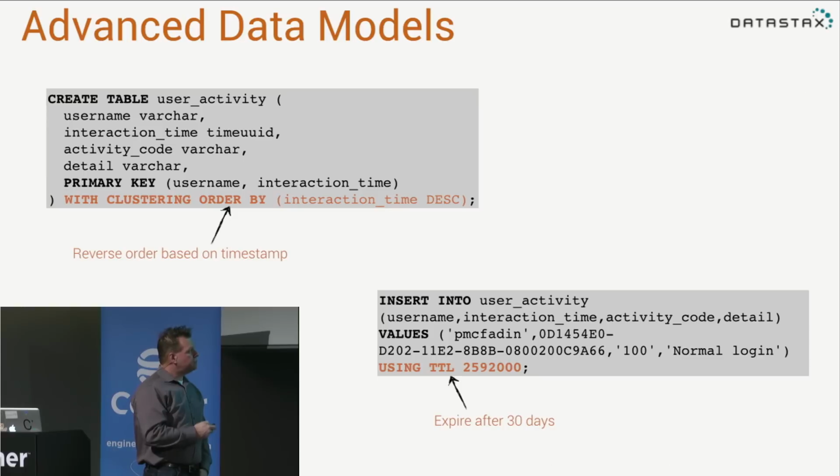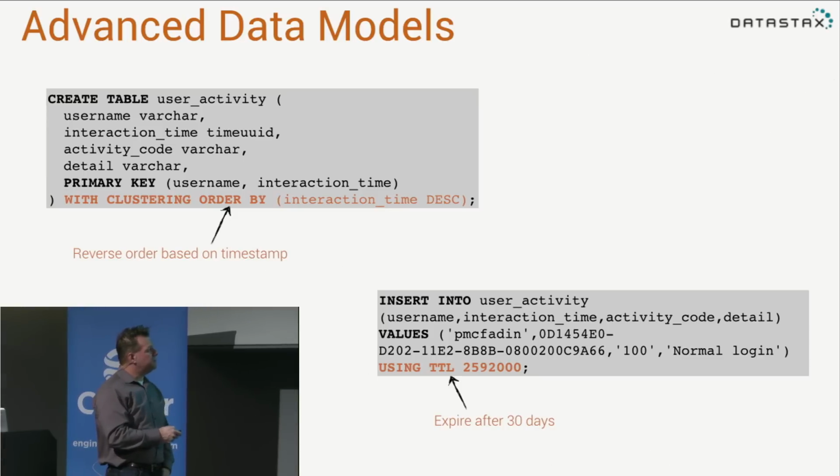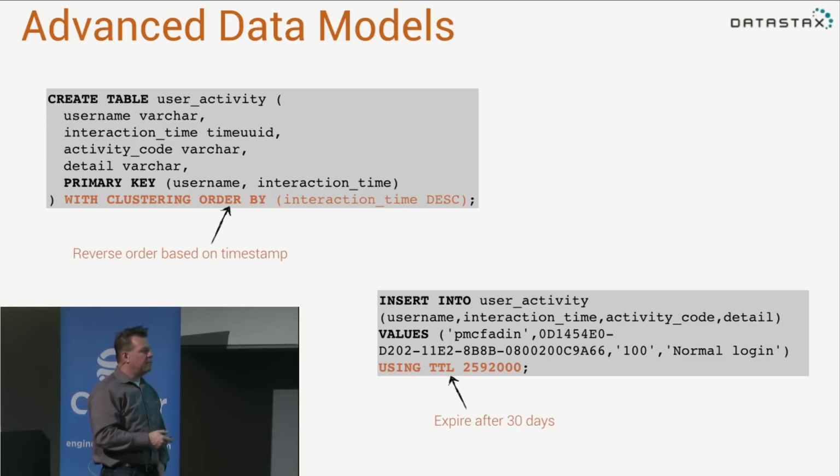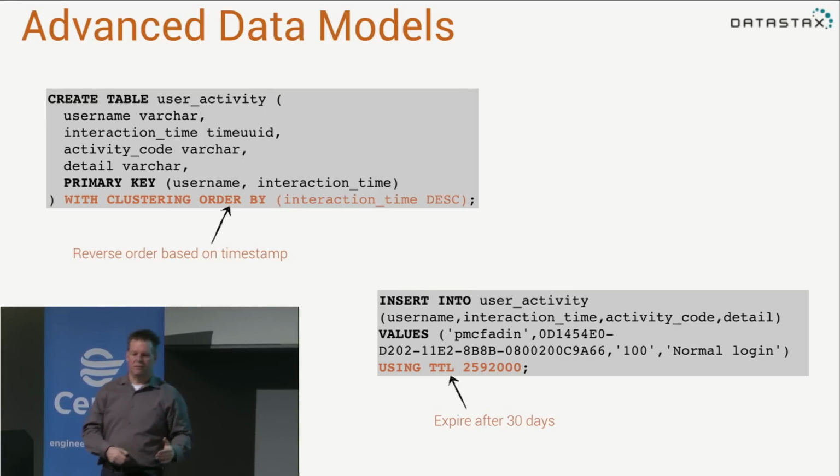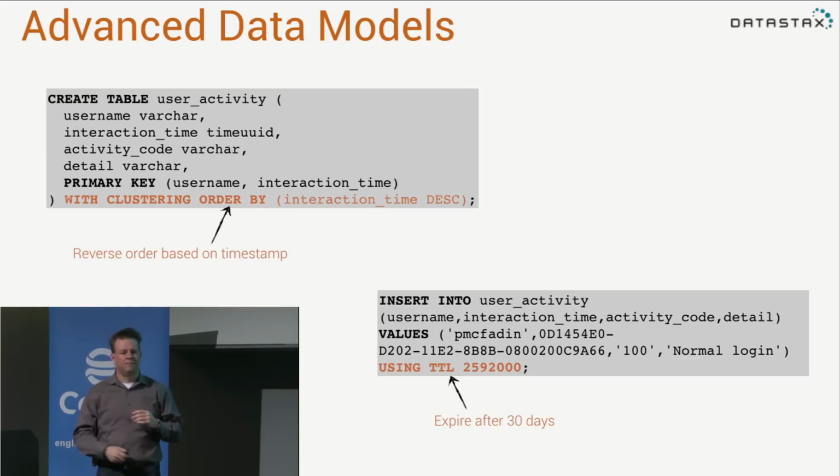So what this does is every time I insert a date stamp into user activity, the very first thing on that storage row is the last thing that happened. And it's in reverse temporal order.